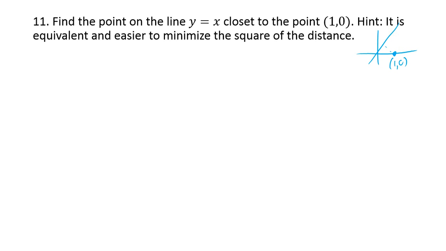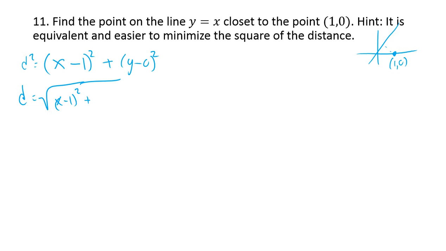And so what we're going to do is use the distance formula. The distance formula is d squared is equal to the change in the x values, which would be along this line, (x minus 1) squared plus (y minus 0) squared, which is just y squared. So we know that d is equal to the square root of (x minus 1) squared plus y squared. Well, y is equal to x, so we can replace y with x.